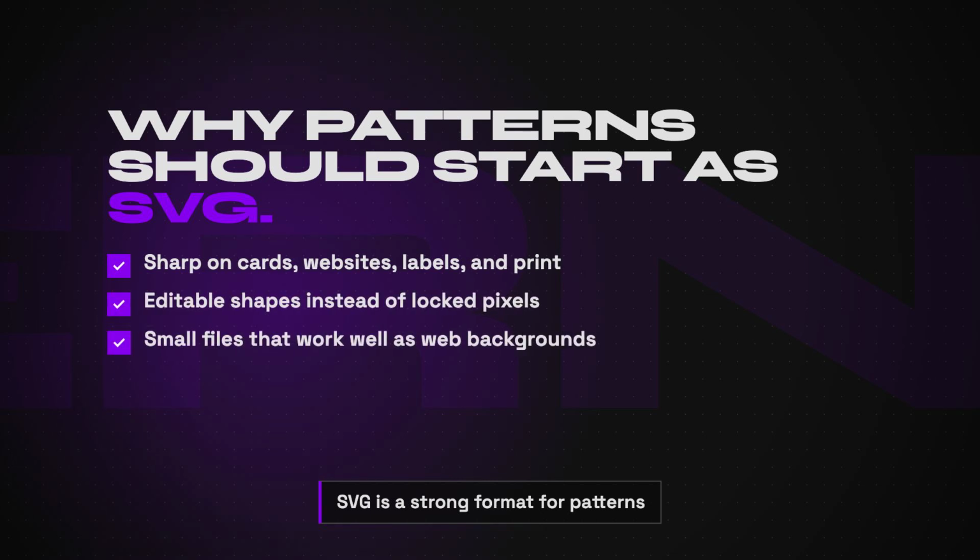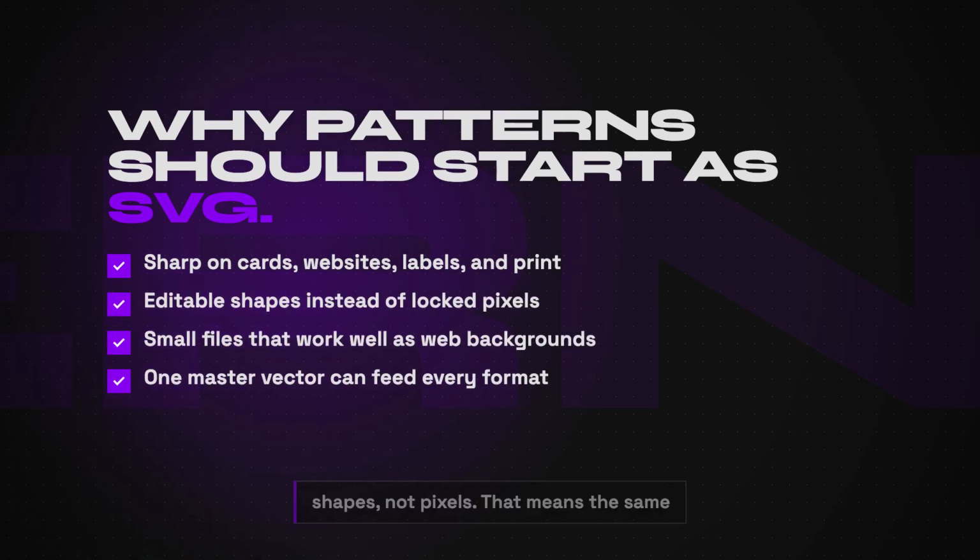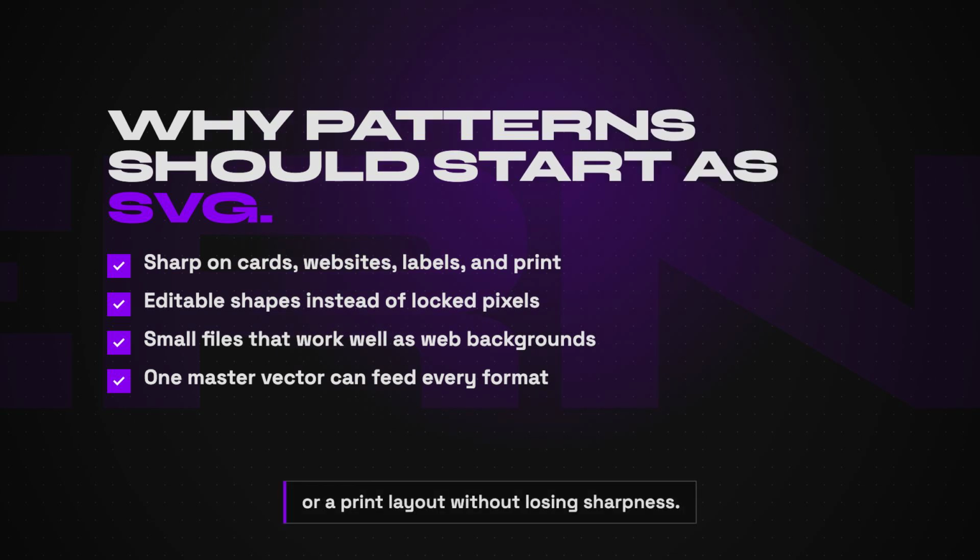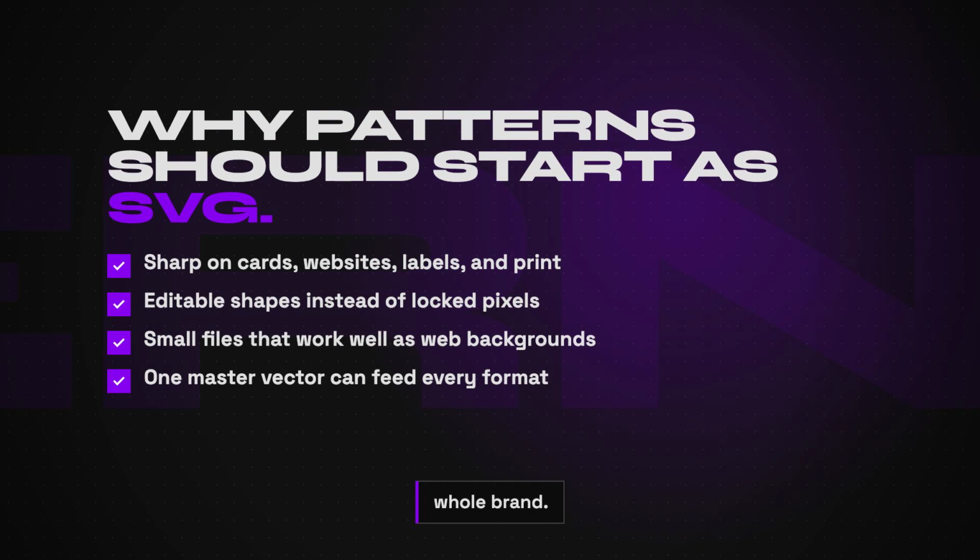SVG is a strong format for patterns because it is made from paths and shapes, not pixels. That means the same artwork can sit behind a tiny card, a full landing page, a product label, or a print layout without losing sharpness. One vector pattern can scale across the whole brand.